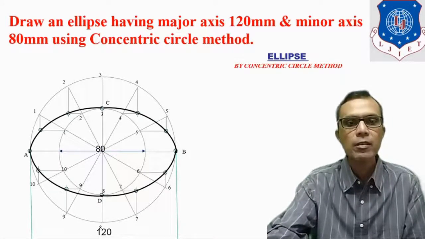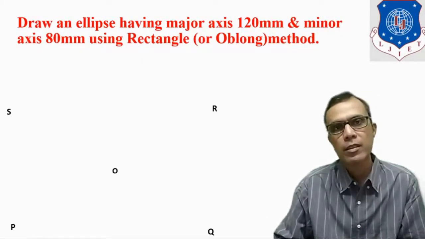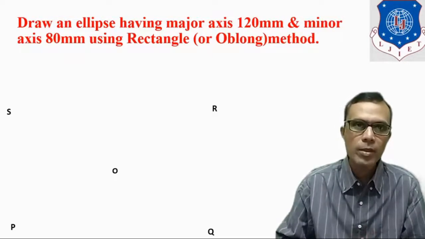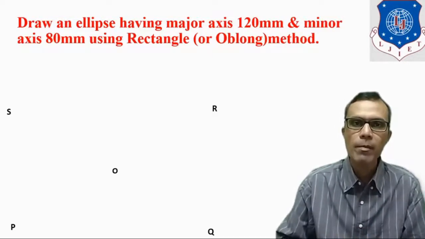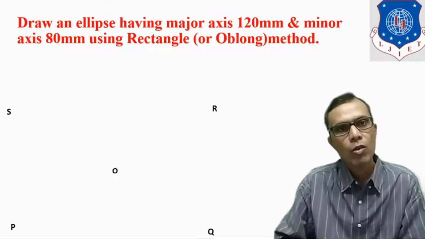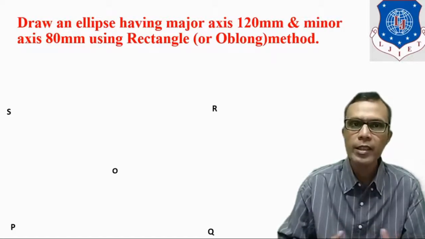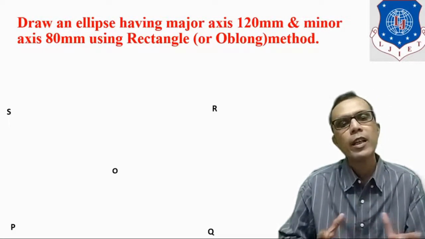Next method to draw the ellipse is the rectangle method. See the given data. Draw an ellipse having major axis 120 mm and minor axis 80 mm using rectangle or oblong method. Here we are going to use one rectangle, and in this rectangle we will draw the required ellipse.